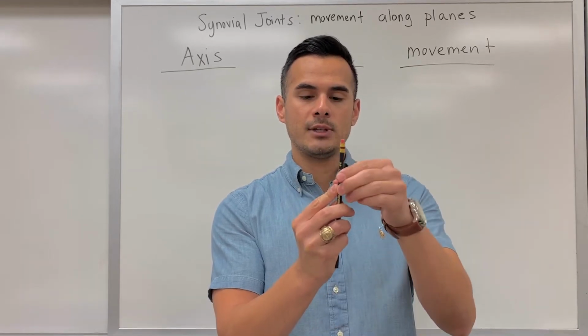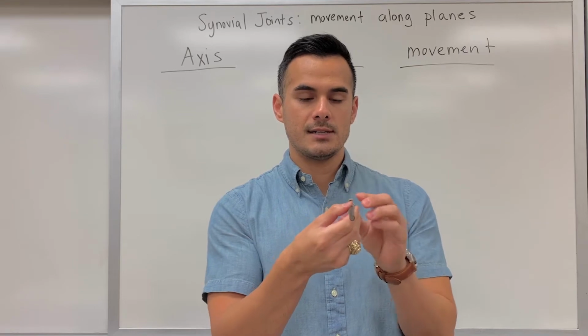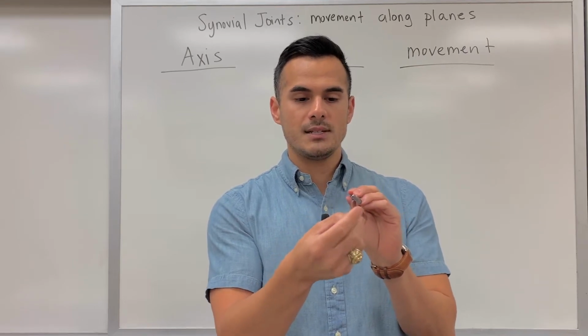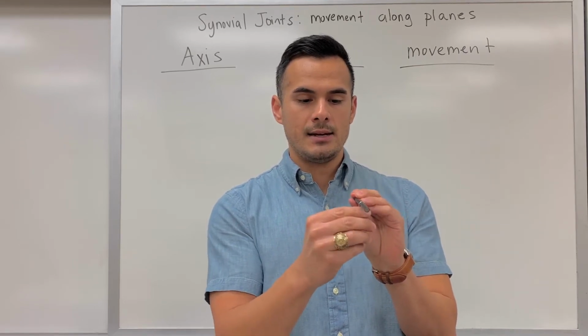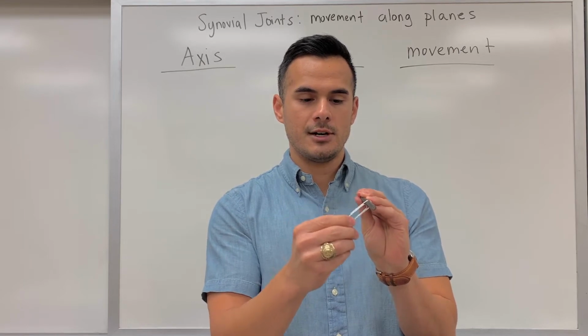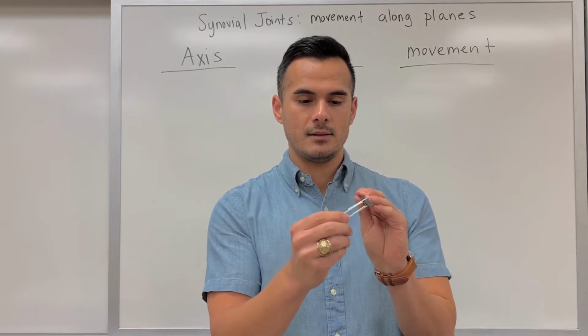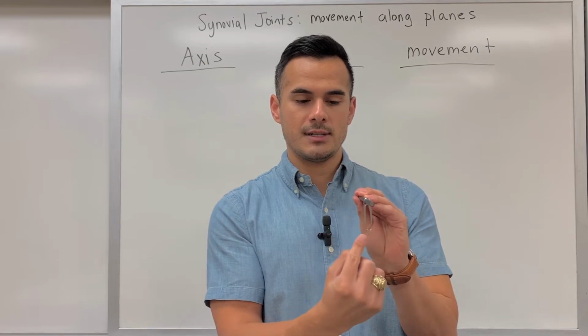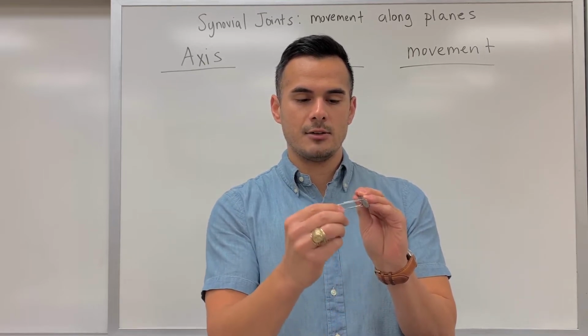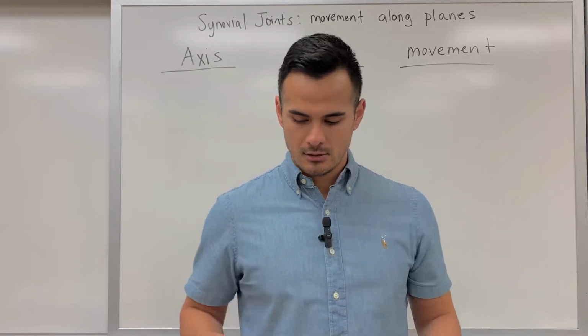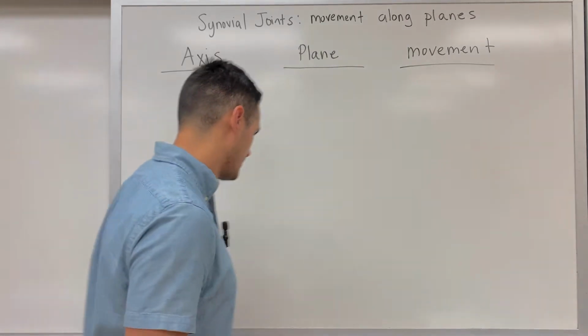So then now if we look at it from here, this is the z-axis, and look at the movement that's occurring here. What plane is that? It's dividing into the front and then to the back. So this here is the frontal plane. Let's go ahead and write that here on the board.